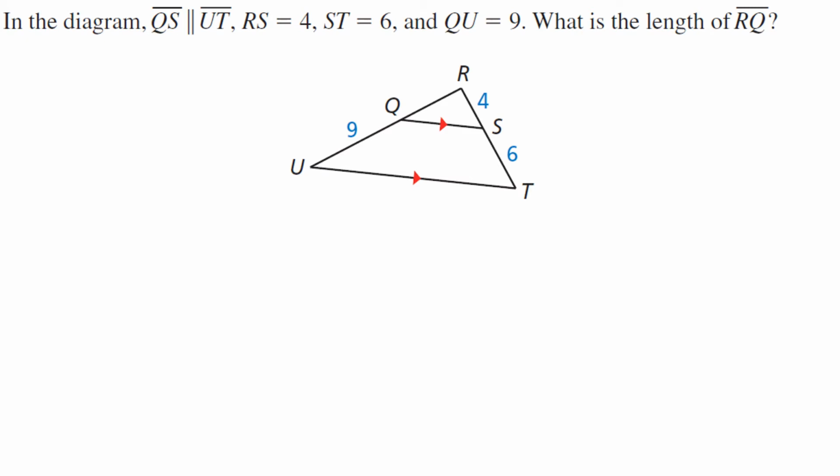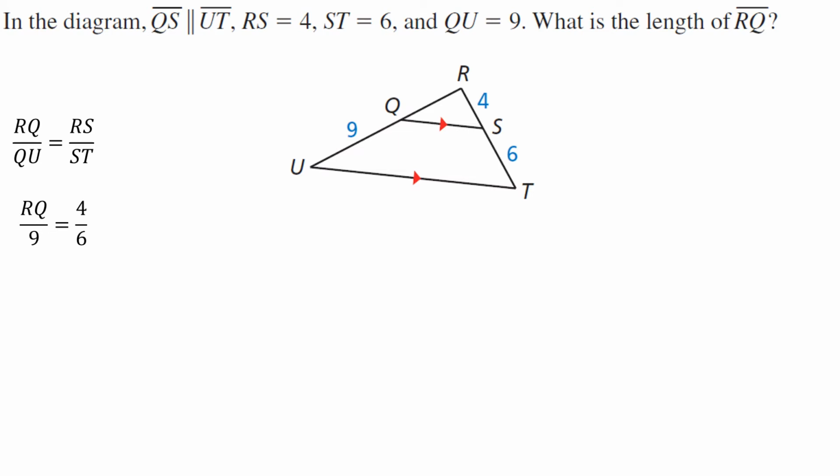Got triangle URT, and then we also have a segment drawn on there, segment QS, and the markings on the diagram tell us that those are parallel, and the directions tell us they are parallel. So I know that R to Q has to compare to Q to U the same way the distance from R to S compares to the distance from S to T.